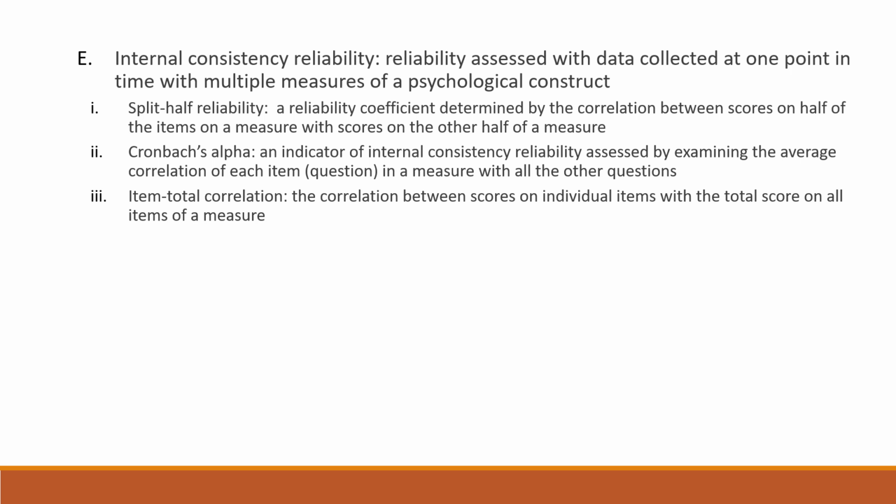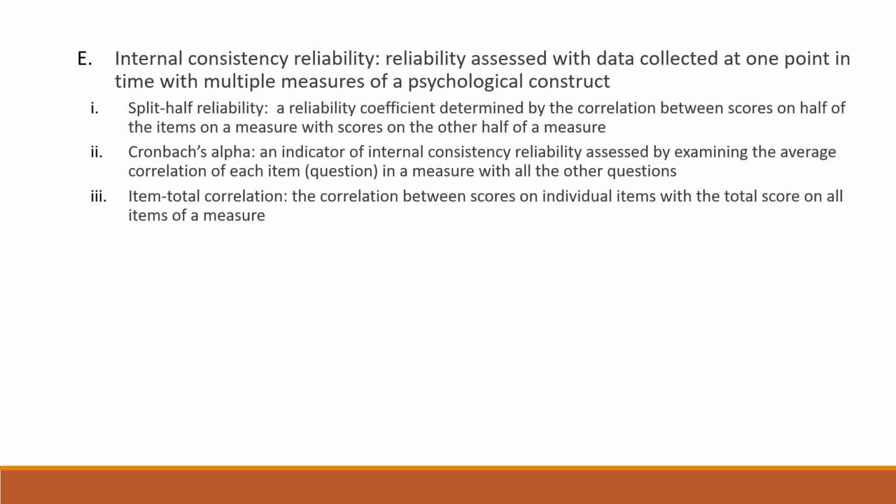Then we have item total correlation, which is the correlation between scores on individual items with the total scores on all items of a measure. So if you have a measure of happiness measured on a Likert scale and there's 5 questions, how people respond on questions 1, 2, 3, 4, and 5 should all be related because they're all measuring similar things to get to that overall happiness score.